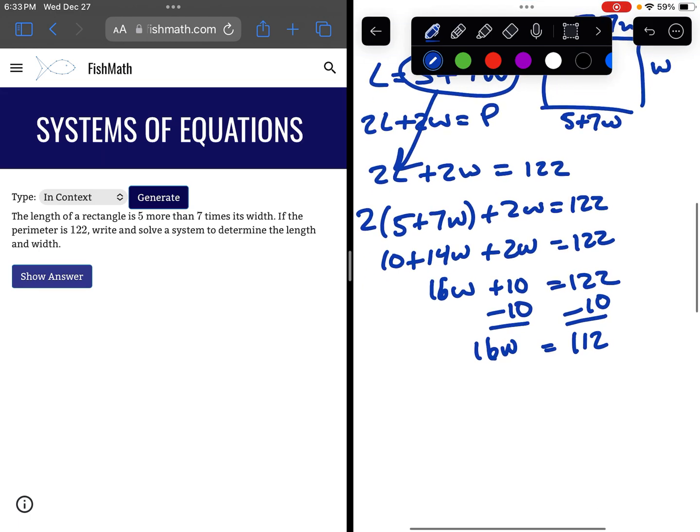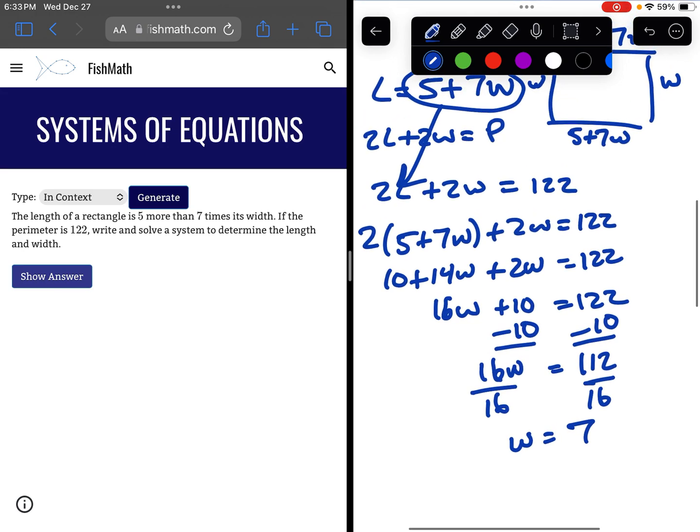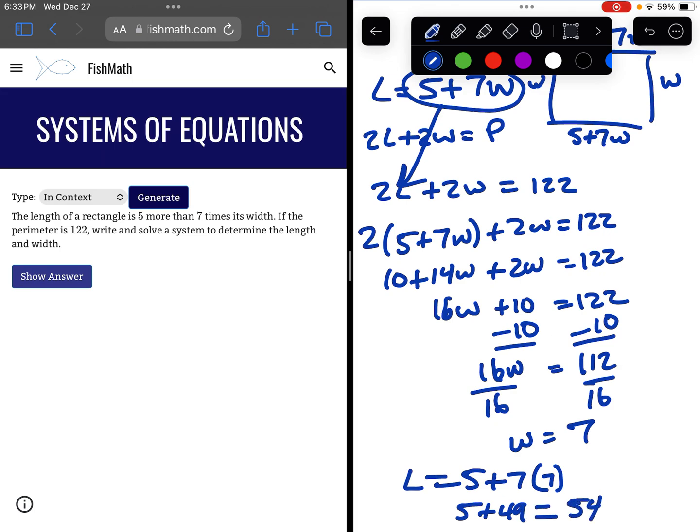And that gives us, if you divide this by 16, the width is 7. And the length is 5 plus 7w. So 5 plus 49, which is 54. So our length is 54, and our width is 7. And there we go.